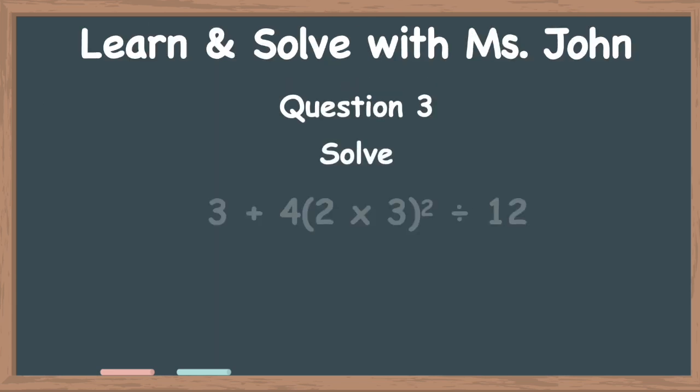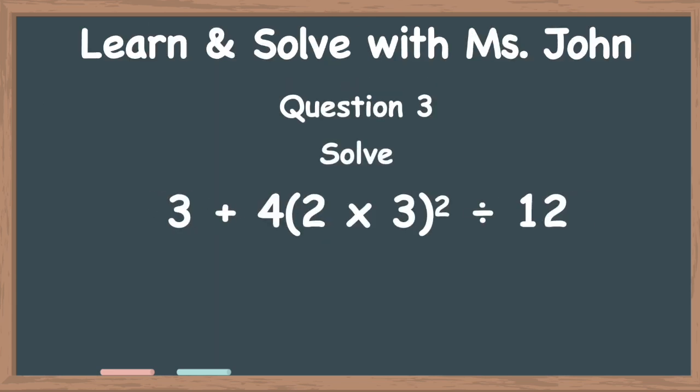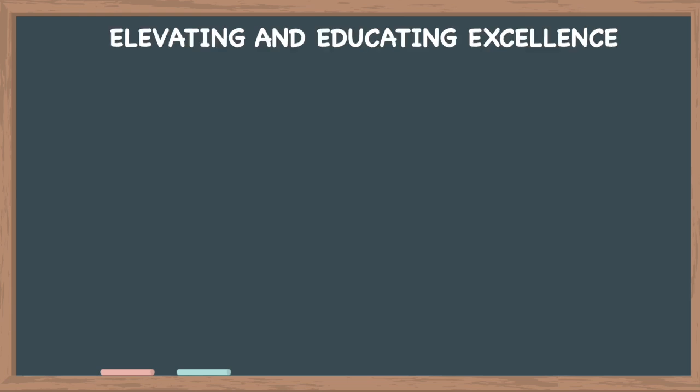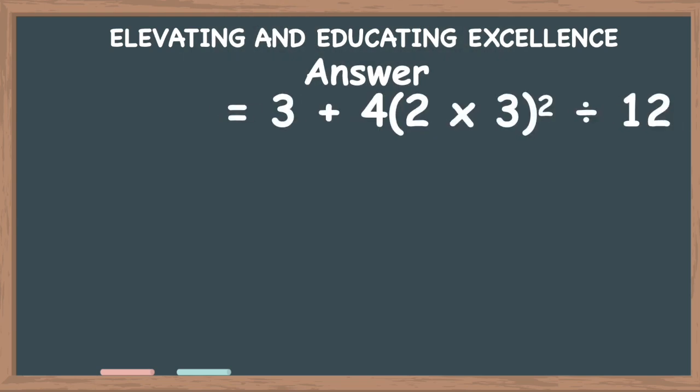Question number 3, we're going to solve 3 plus 4(2 times 3) to the exponent of 2, divided by 12. Let's begin. So the first thing that I always like to do is A, write down the question, of course, and then B, write down BEDMAS. So in this case, we're going to look at the B, brackets. So in this question, there are brackets, so therefore we're going to do the brackets first.